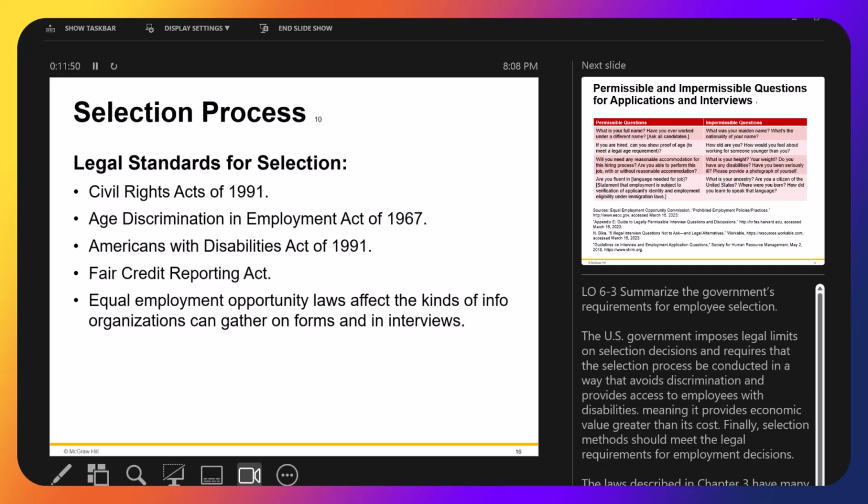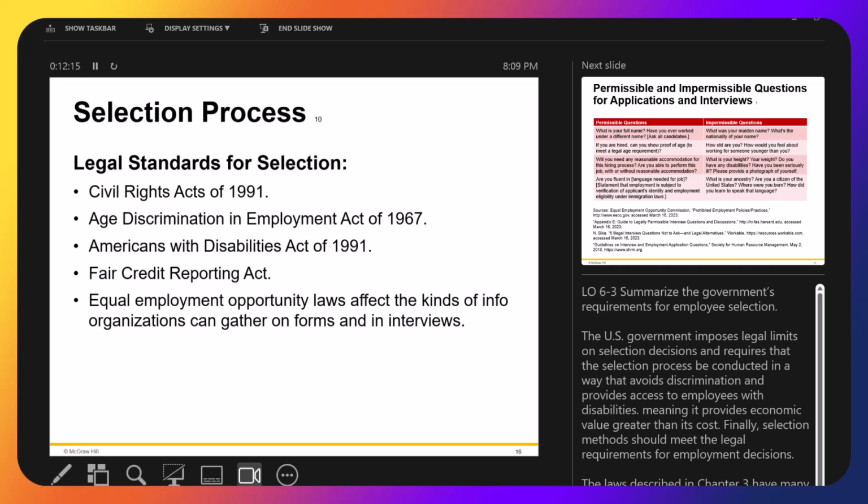Legal standards for selection. So when it comes to that, you have the Civil Rights Act of 1991. You have the Age Discrimination in Employment Act of 1967. You have the Americans with Disabilities Act of 1990. We have the Fair Credit Reporting Act. The Equal Employment Opportunity laws affect the kinds of information organizations can gather on forms and in interviews.